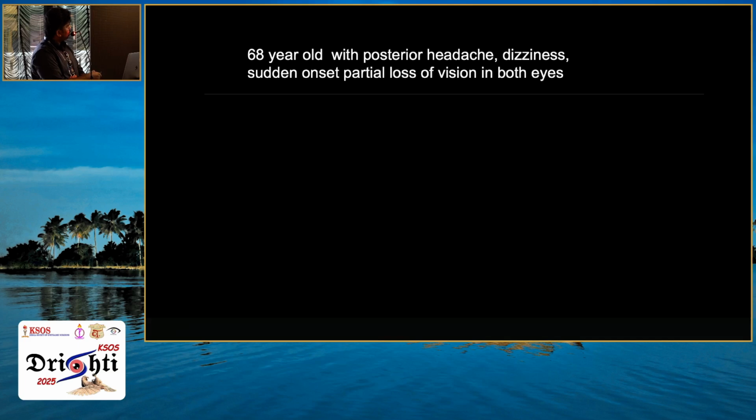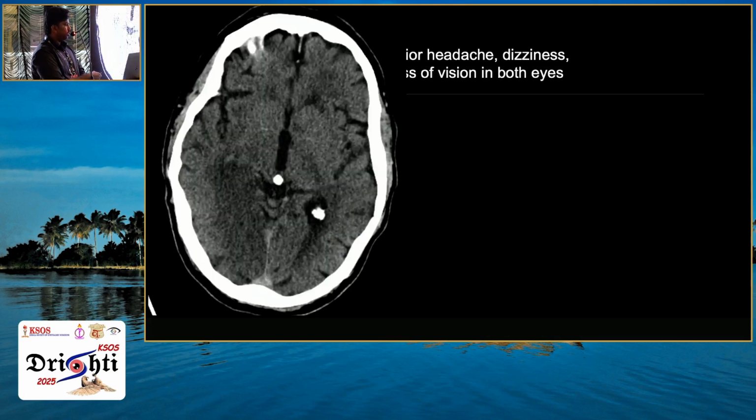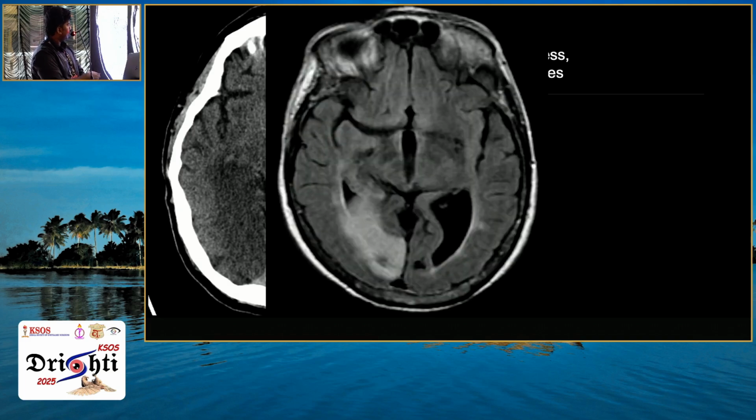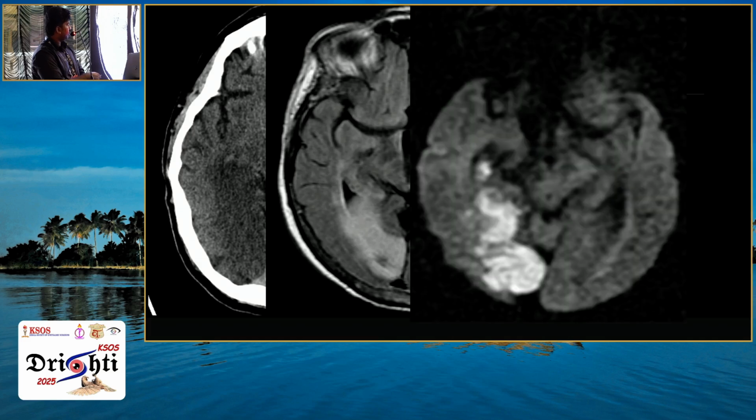Another case, 68-year-old, posterior headache, dizziness, sudden onset partial loss of vision in both eyes. Screening CT showed ill-defined hypodense area. This is a PCA territory infarct. This is how infarct appears on CT. On MRI, it appears as diffusely edematous tissue, which appears hyperintense on DWI and other sequences as well.